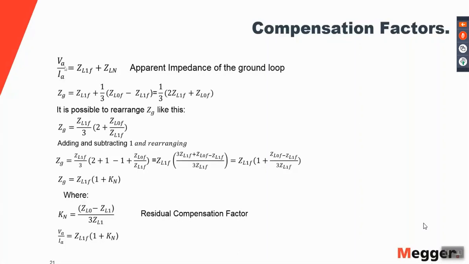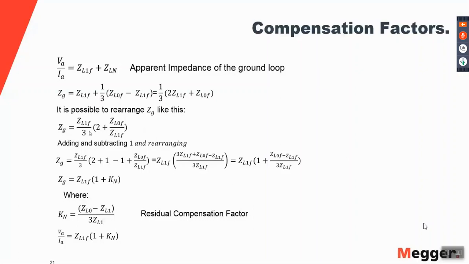Now, we know that VA divided by IA, which is this impedance here, is the apparent impedance of the ground loop. So the apparent impedance of the ground loop, ZG, is this plus 1/3, because this is what we came up with in the equation before, and we can put this in this form here. Now we want to rearrange this so that we can use this equation, because in its present form it is not very useful. So now we simply do some math again, and we add and subtract and do some magic here. And then we come up with this ZG simply by rearranging this, okay?